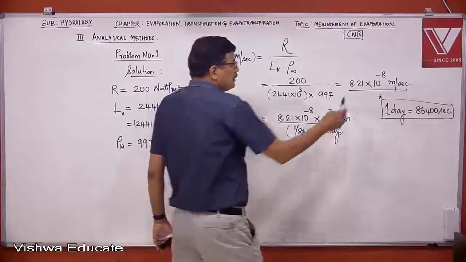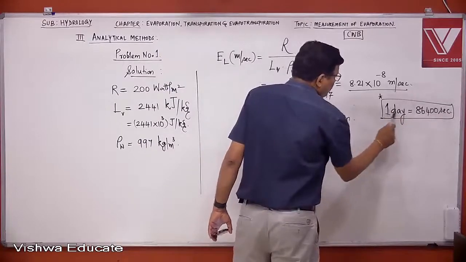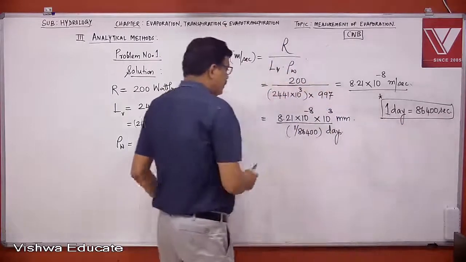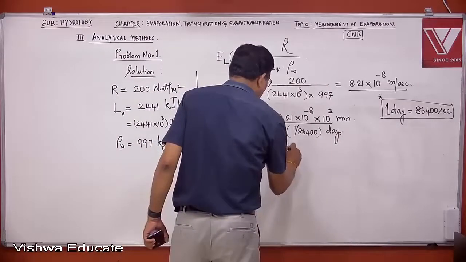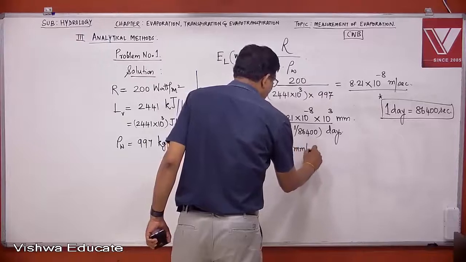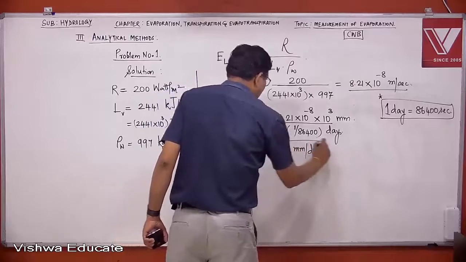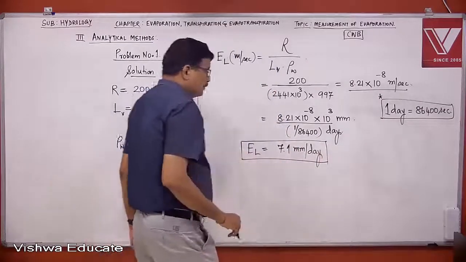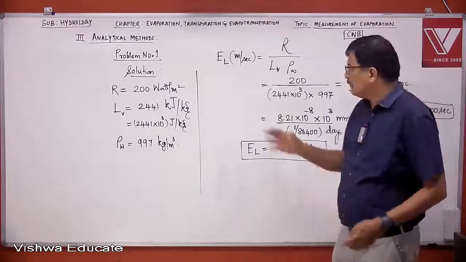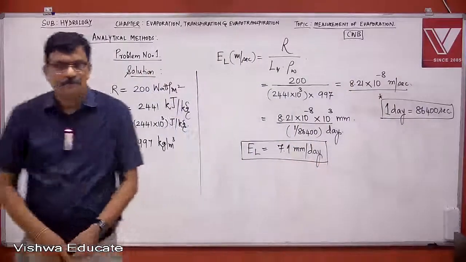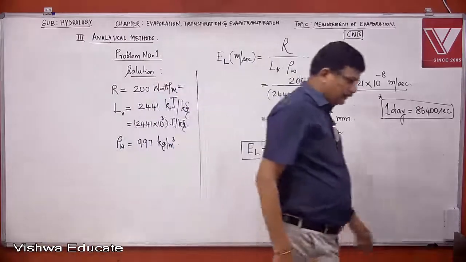We are converting meters to millimeters and second to days. 1 second would be 1 by 86,400 days. That is what we have substituted, and upon simplification you can check. The answer comes out to 7.1 millimeters per day. This is the evaporation loss for the given data. I would now request you to copy the solution.